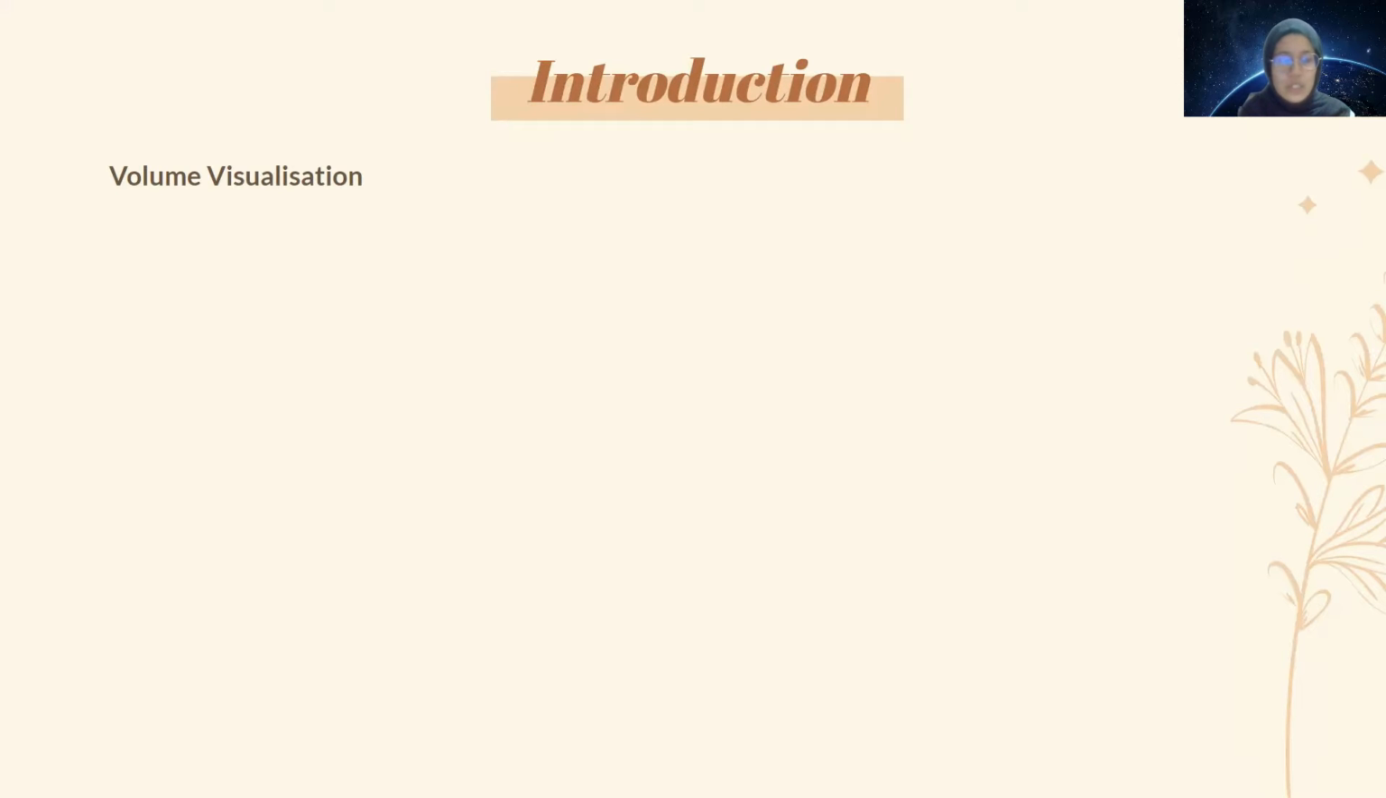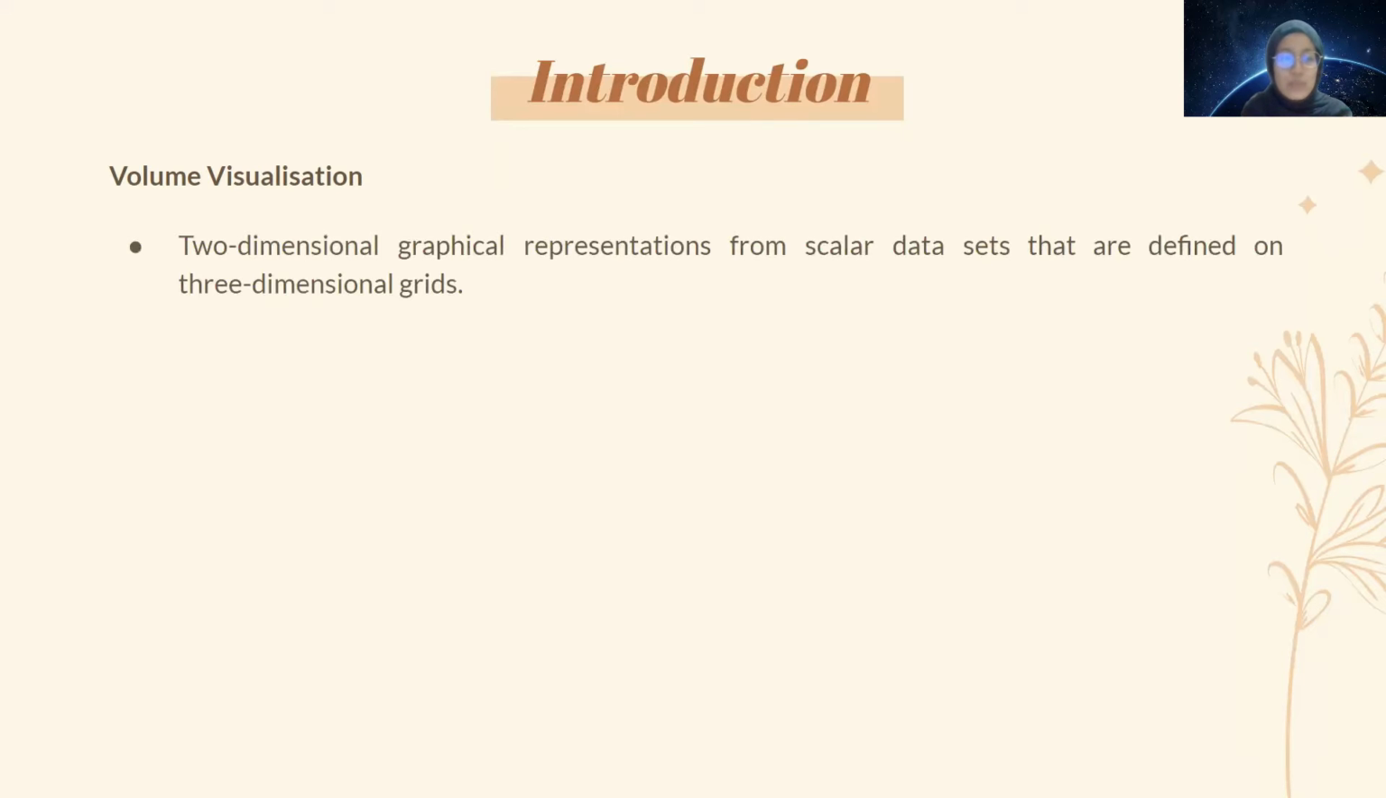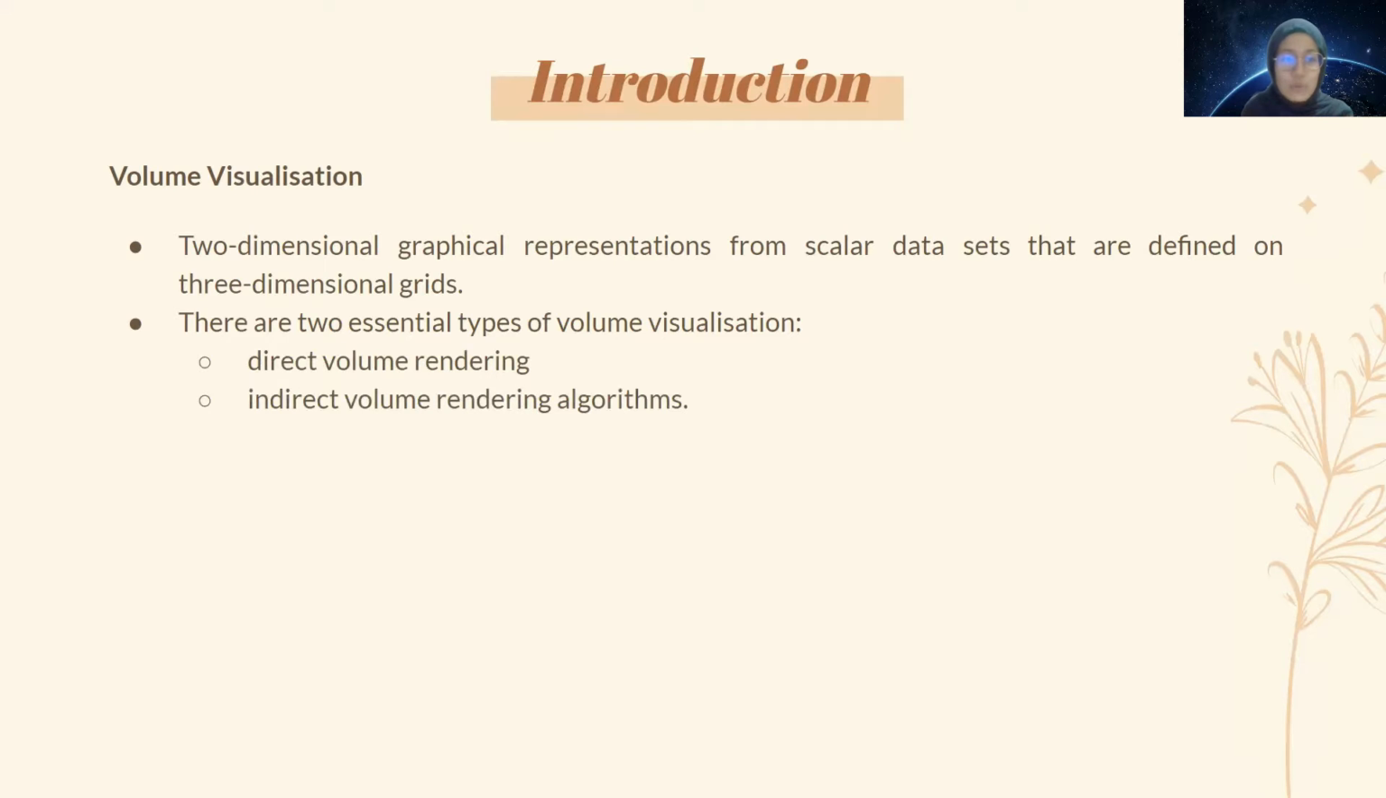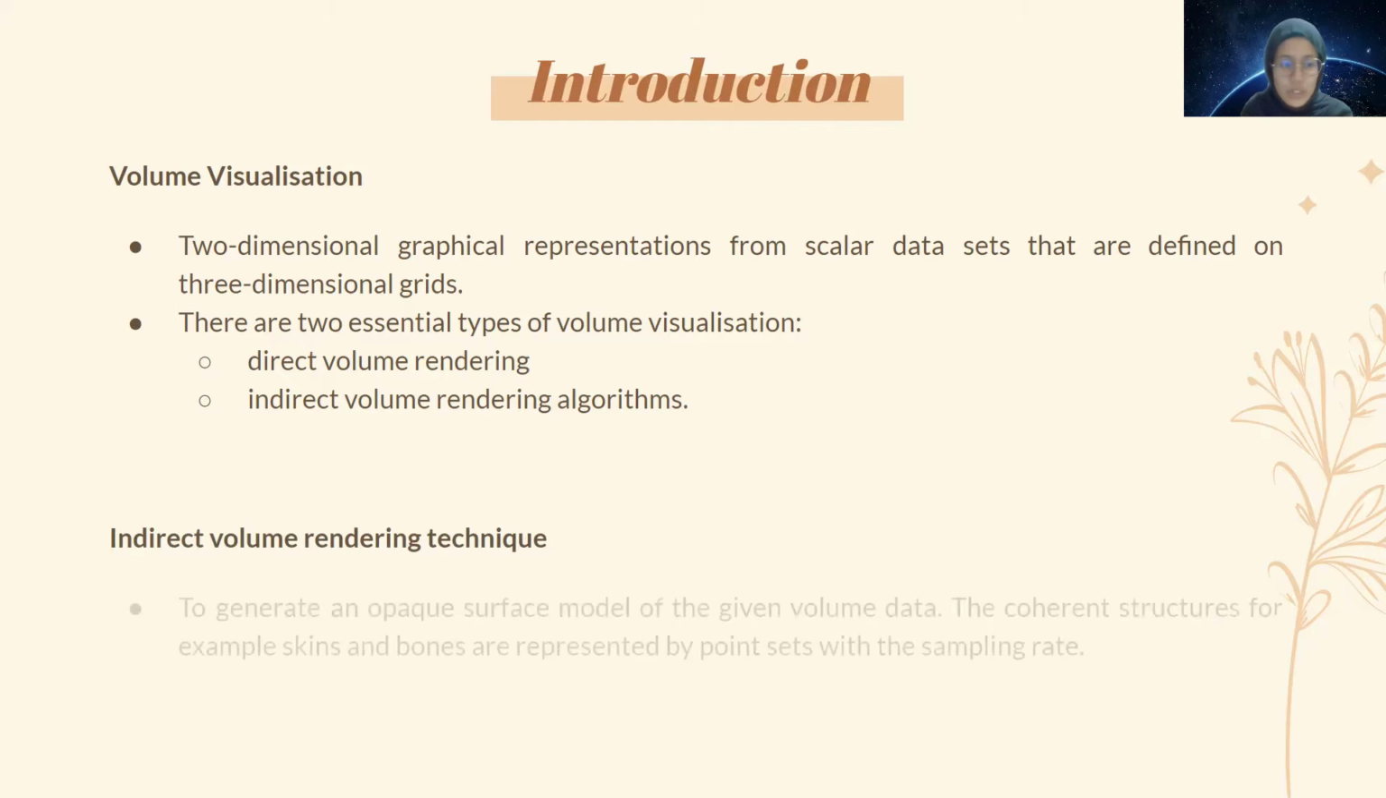Begin our presentation about volume visualization. Firstly, it's about volume visualization. It is a two-dimensional graphical representation from scalar dataset that are defined on three-dimensional grids. There are two essential types of volume visualization, which is direct volume rendering and also indirect volume rendering algorithm. We use indirect volume rendering algorithm, which is marching cubes algorithm.